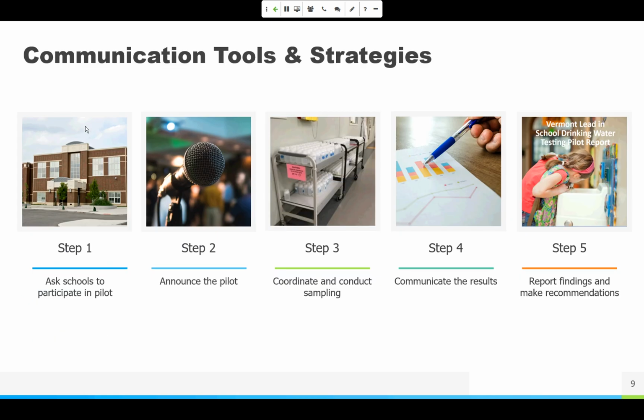So I will go step by step through the different phases of the pilot. But first, I'll just give you a little bit of a timeline here. So step one, we asked the schools to participate in the pilot, and that was in September of 2017. In step two, we announced the pilot, and that was in November of 2017. We started conducting the sampling from November 2017 through February 2018. Started getting results back from the lab in December of 2017, and then finally we finalized the report in September of this year.